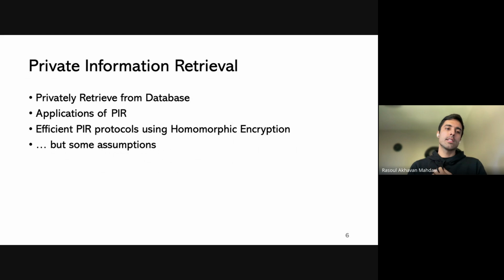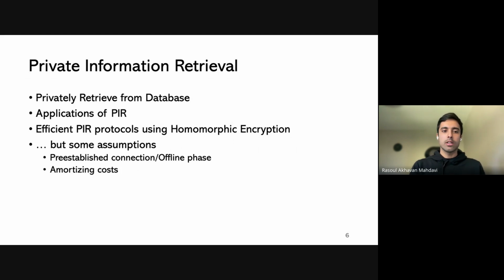But the thing is, even these efficient PIR protocols based on homomorphic encryption have some subtle underlying assumptions that make them hard to use in practice. So what could this look like? For example, two very common assumptions that are made when designing PIR protocols is, first, that the client and server have a pre-established connection, which essentially means that you have access to this offline phase where you can exchange information.